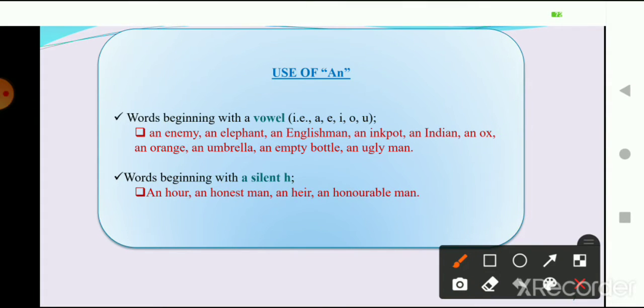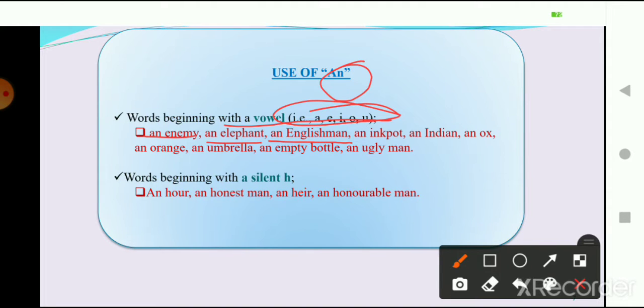Word beginning with a vowel, that is A, E, I, O, U. Okay, as you all already know, what are vowels? These vowels are the alphabet A, E, I, O, U. So when a word is beginning with a vowel, then we use the article an before those nouns. Okay, before those words. Let's see how. Let's take an example here, an enemy. Here you can see that the word is beginning with the letter E. An elephant, this is also beginning with the letter E, which is a vowel. An Englishman, which is also a vowel.